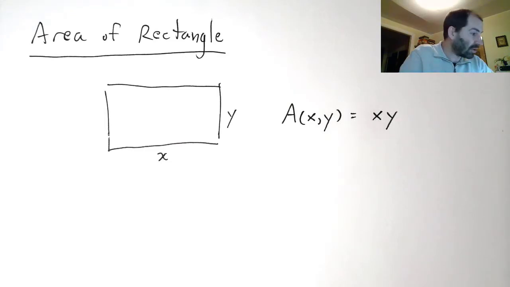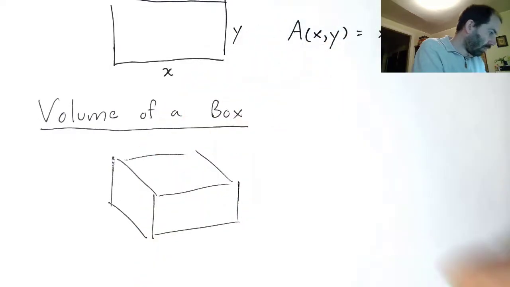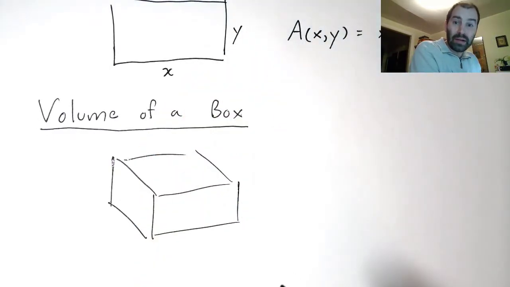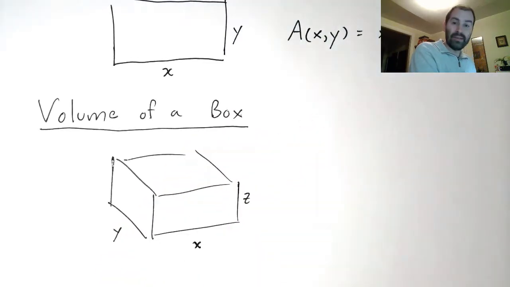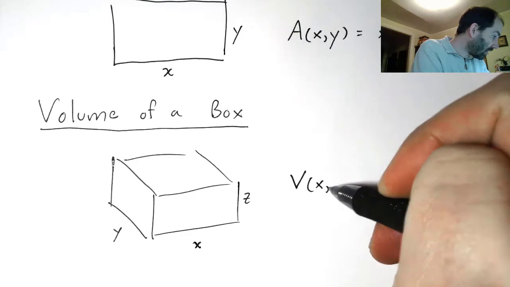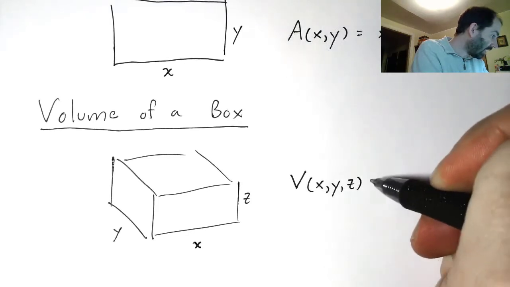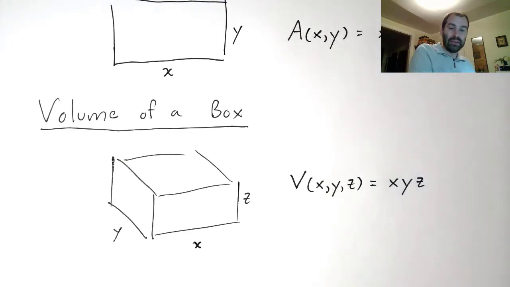Okay, what about another function? Volume of a box. Well, the box will have a width and a depth and a height. And how do I compute the volume? Well, I multiply width times depth times height, right? So the volume function I might call v. It's a function of each one of these three variables. And as we said, to compute the volume, I just multiply them together. So another very basic function, but it's a function of three variables this time.